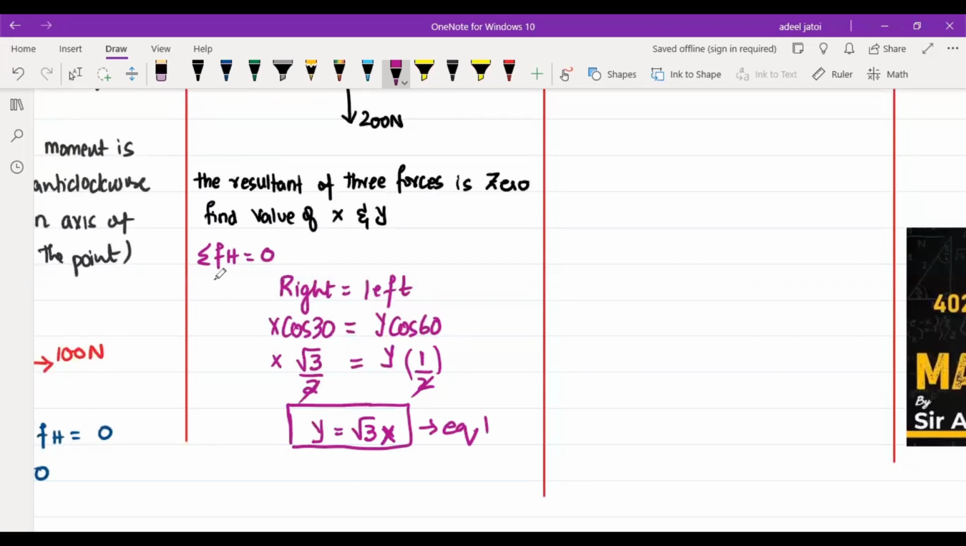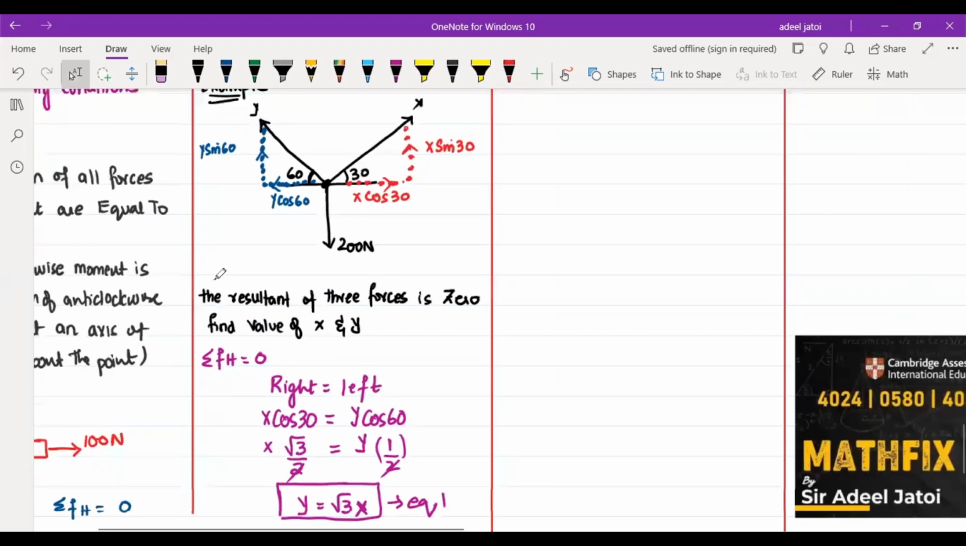Now this is your equation 1. Using what? Using the horizontal force, which was equal to 0, because the forces were applicable to what? Three forces are applicable towards 0. So we know that it is at equilibrium state. Considering that it is at equilibrium state, we now know that y is equal to under root 3x when we use the right and the left force.